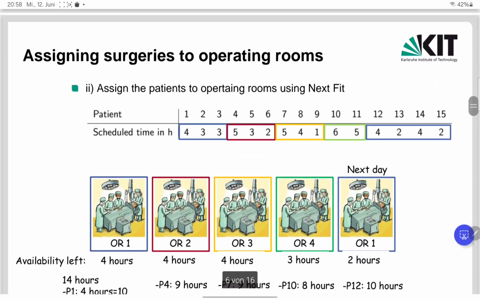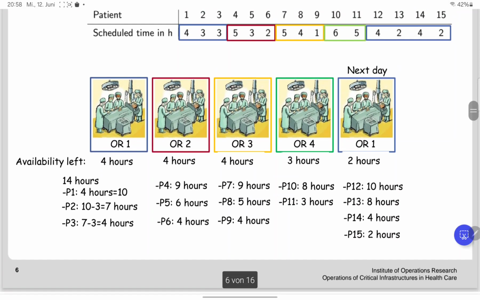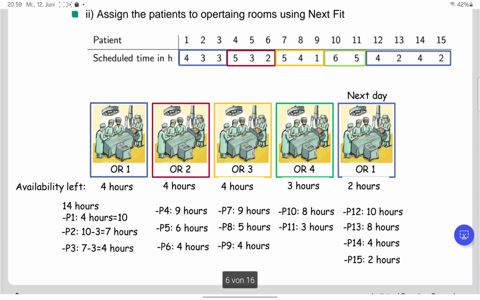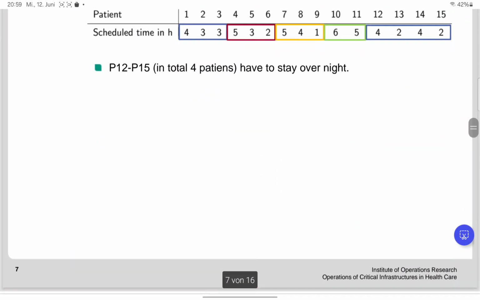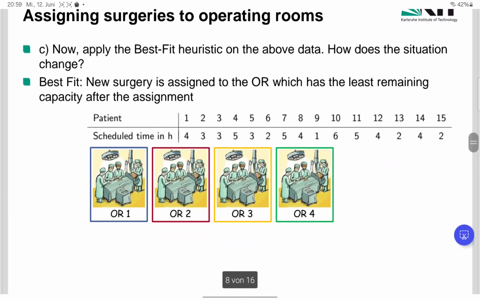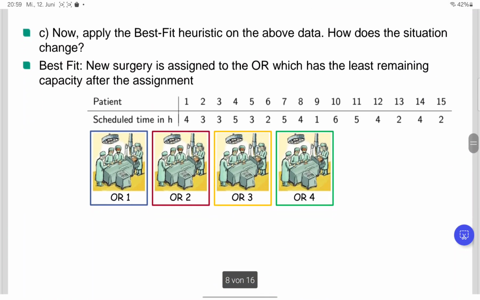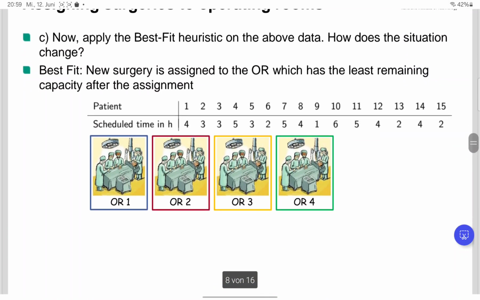Okay, therefore we start now. So this is how it looks prettier than my handwriting. And here we start with a best fit heuristic to see if this could lead to an improved solution. Okay, so the question is, how does the situation change? How many patients have to stay overnight?